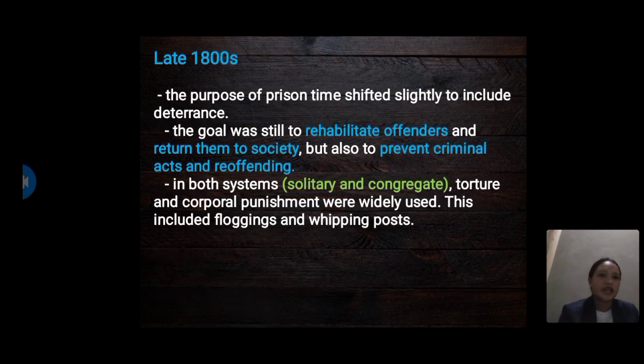Next, in the late 1800s, the purpose of prison time shifted slightly to include deterrence. The goal was still to rehabilitate offenders and return them to society, but also to prevent criminal acts and reoffending.